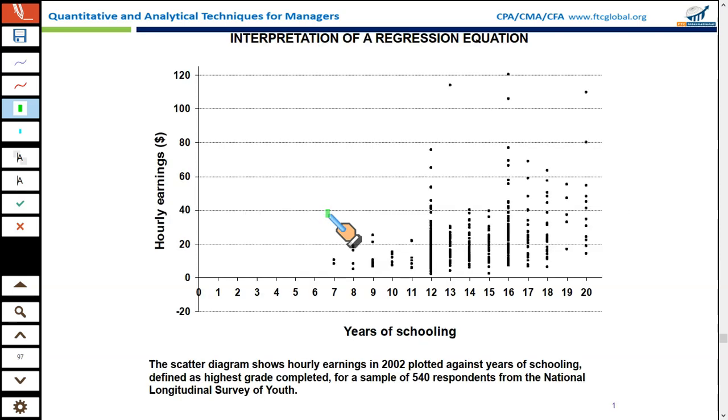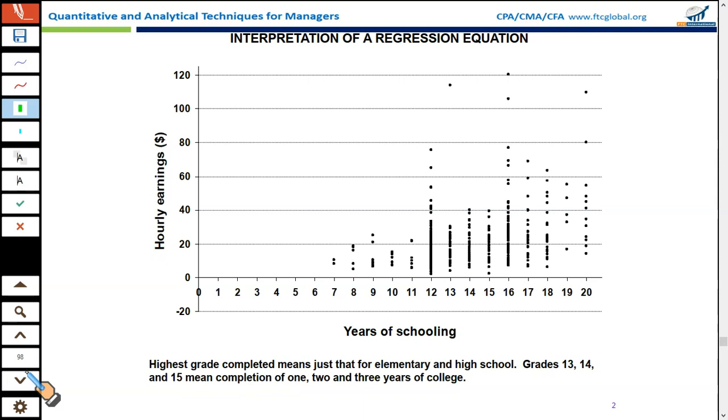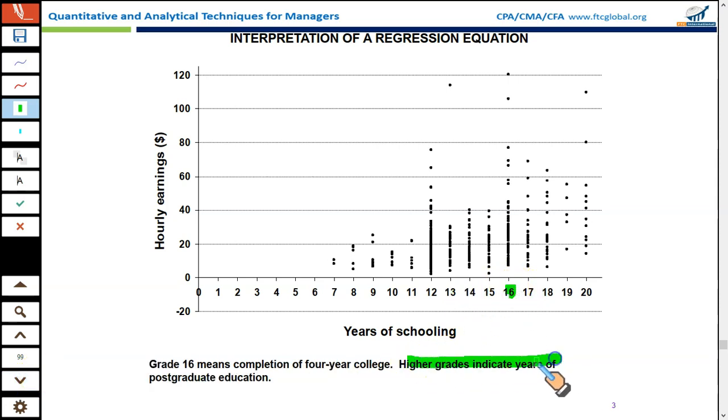So here we have a scatter graph that shows you the hourly earnings against years of schooling. This is what we've been discussing, and this is for a sample of 150 respondents. It shows you that grades 13, 14 and 15 clearly represent the first, second and third years of college, and of course grade 16 means completion of your 4-year college. Higher grades indicate years of post-graduation, of course, after your graduation.